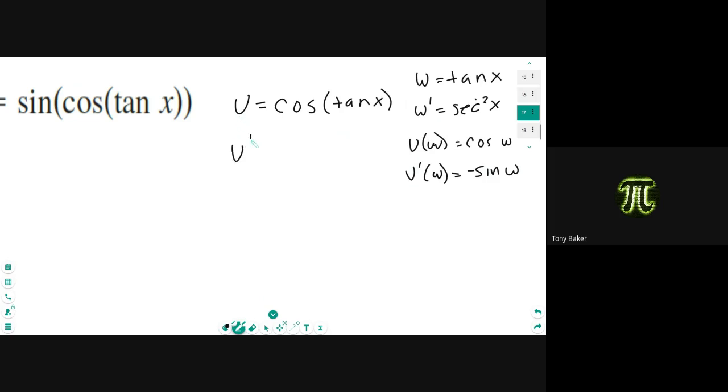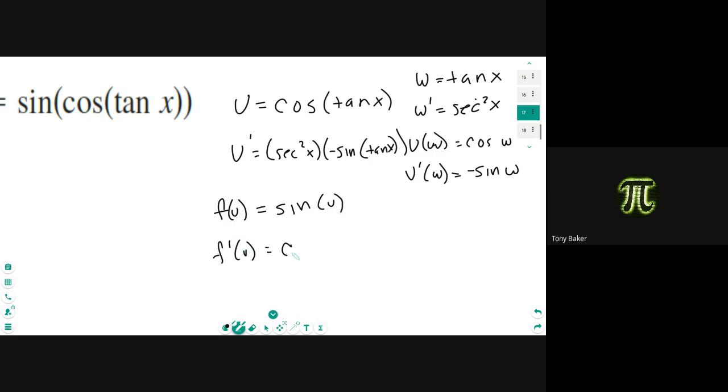So this becomes secant squared of x times negative sine of tangent of x, right? Yes? And that's u prime. Now, f of u is sine of u. f prime of u is cosine of u. Correct?